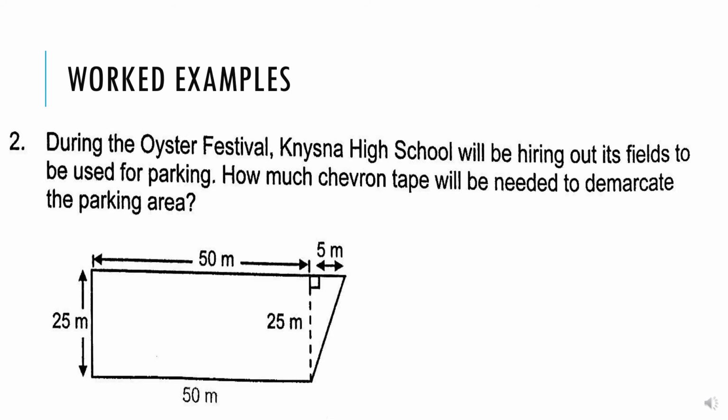If we look at this question: during the Oyster Festival, Knysna High School will be hiring out its field to be used for parking. How much chevron tape will be needed to demarcate the parking area? So what is it that we need to calculate? What does the boundary look like? This looks like a fairly complex shape, but we can break it down into a rectangle and a triangle. But you'll see that the 25-meter dotted line within the parking area doesn't form part of the boundary.